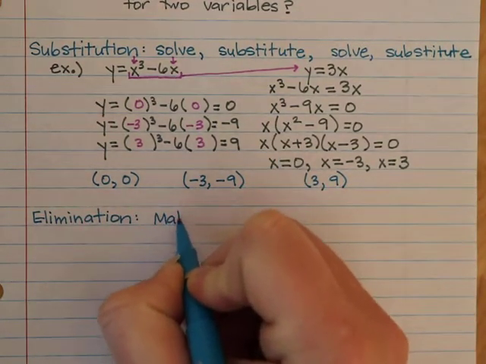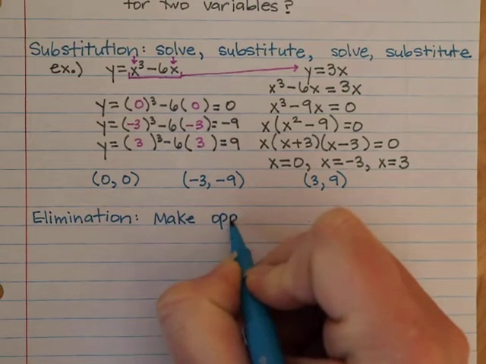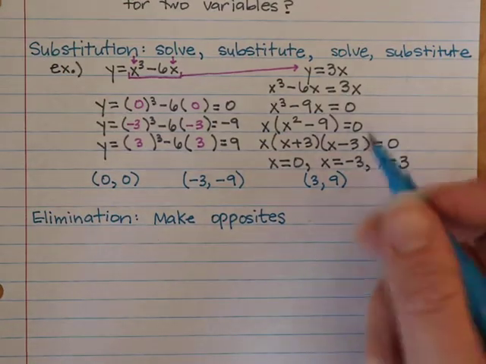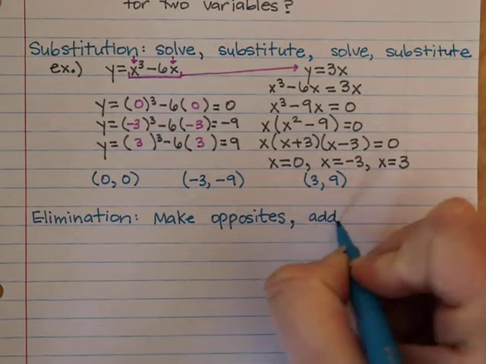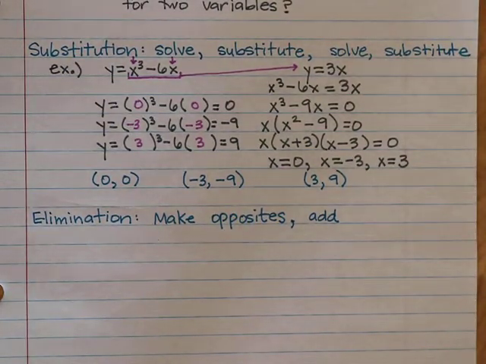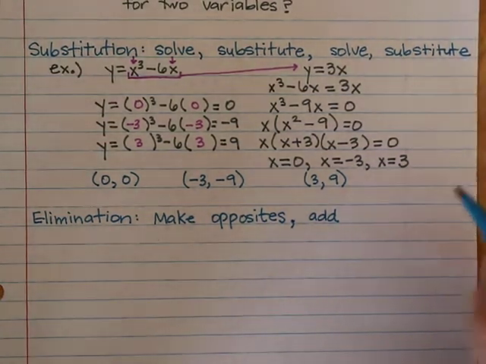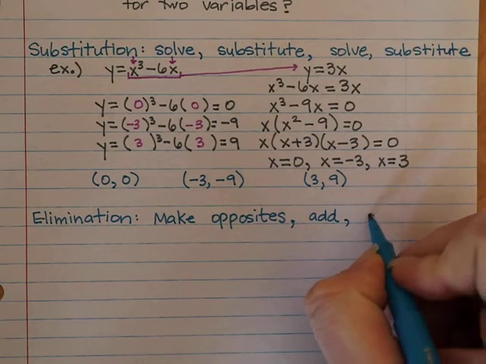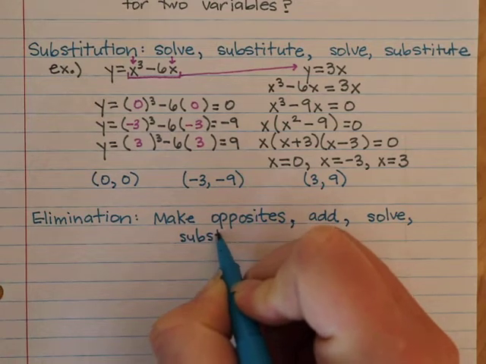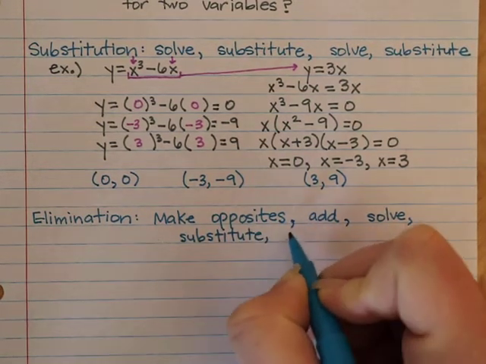The biggest piece in elimination is we are going to make opposites. We're going to make opposites of one of our variables so that when you add them together, it cancels out. In other words, if I've got 5y and negative 5y, the y's will cancel, okay? Or if I've got 3y and negative 3y, they'll cancel, right? That's what I mean by opposites, 1 plus, 1 minus. We're going to solve. We're going to substitute because we always have to find x and y. And we're going to solve again.